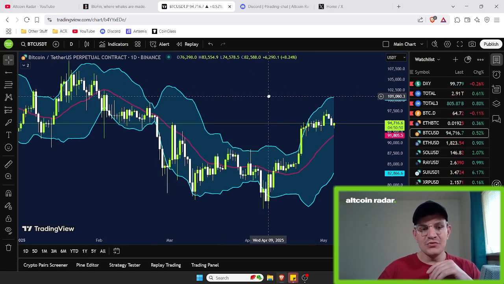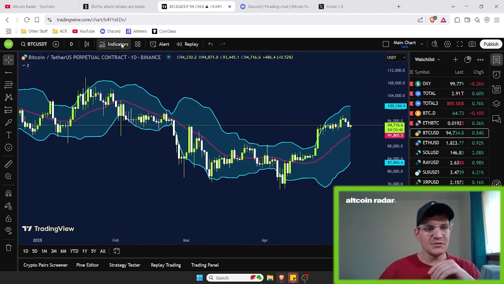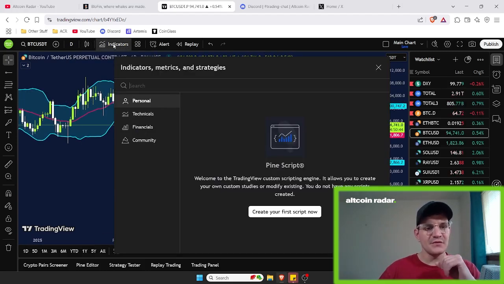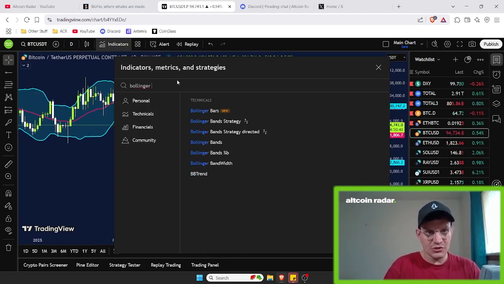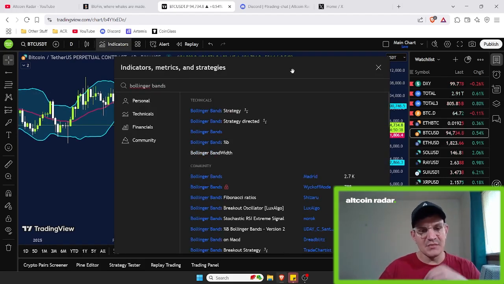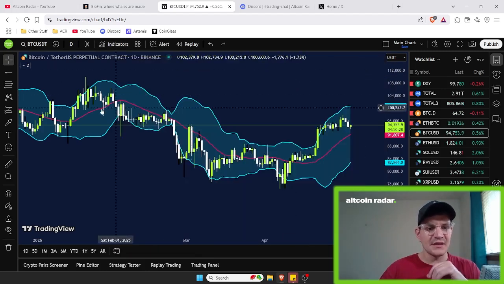So how do you go ahead and add these to your chart? That's the first thing I'm going to start with. The first thing you want to do is go to indicators up here on TradingView, and simply type in Bollinger Bands. It's going to be this one. You want to click on the one that doesn't have any other weird wording next to it. Just Bollinger Bands, and that's it. Then it's going to add it to your chart.